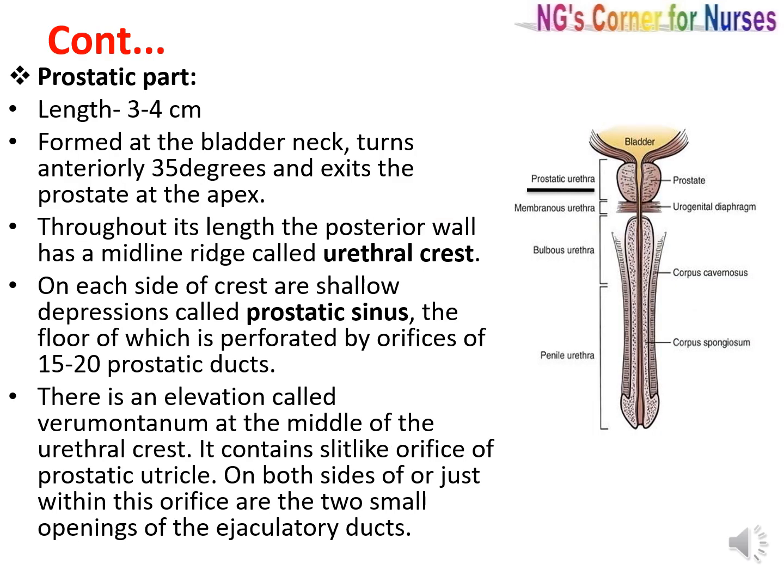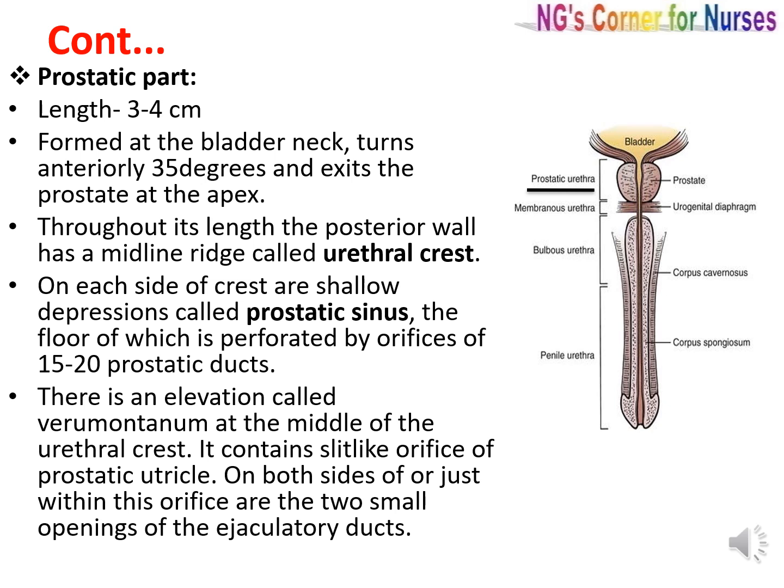Next is prostatic part. The length is about 3 to 4 centimeter. Formed at the bladder neck, turns anteriorly 35 degrees and exits the prostate at the apex. Throughout its length, the posterior wall has a midline ridge called urethral crest. On each side of crest are shallow depressions called prostatic sinus, the floor of which is perforated by orifices of 15 to 20 prostatic ducts.